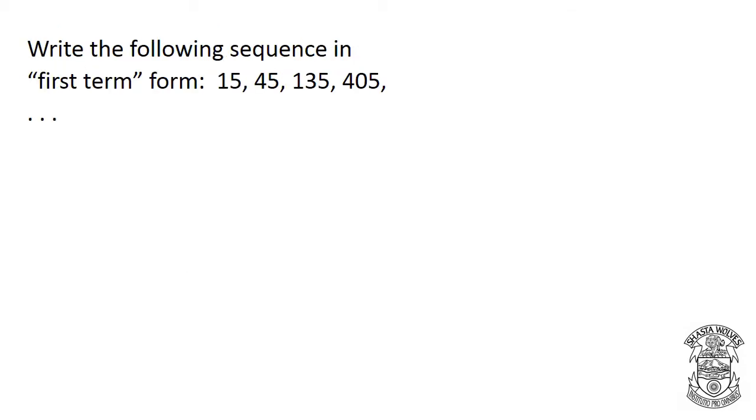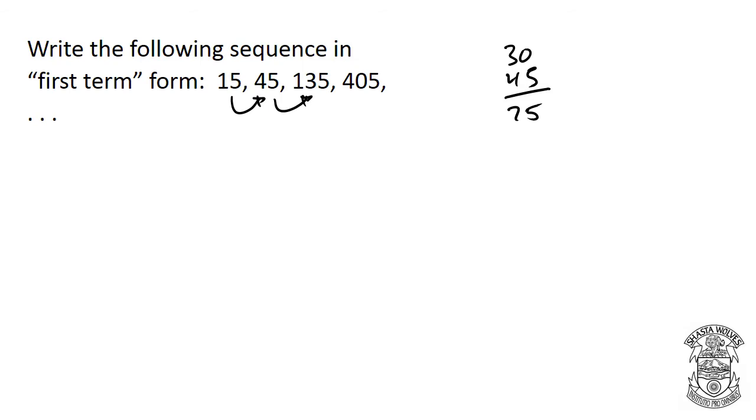This next question is similar to the previous one. It's asking me to write the following sequence in, quote, first term form. When I go from the first value to the second, I could think about it as adding 30. 15 plus 30 is 45. But I run into problems when I try to go to the next step, because 30 plus 45 would be 75, and I need to get a value of 135.